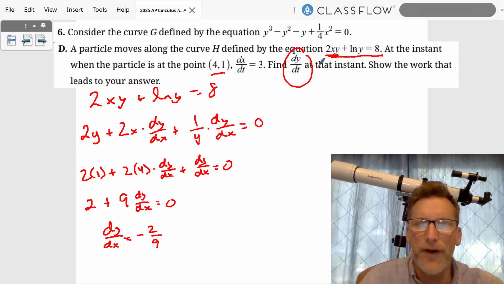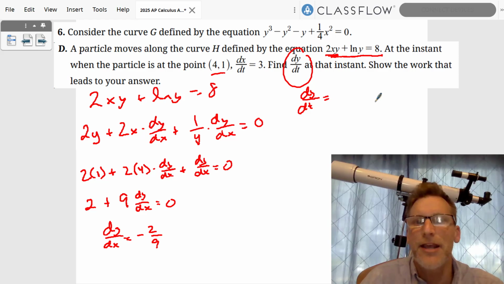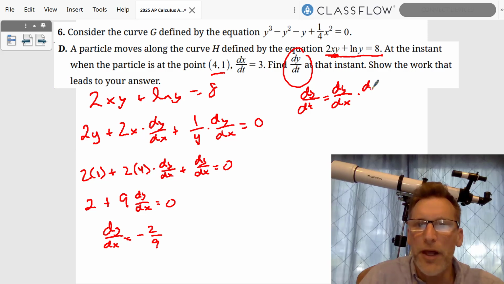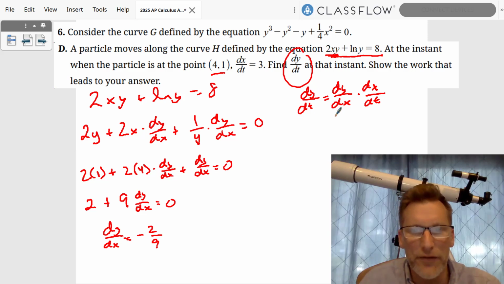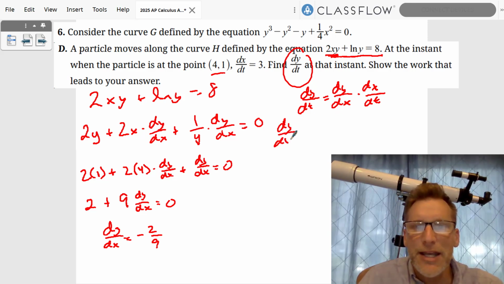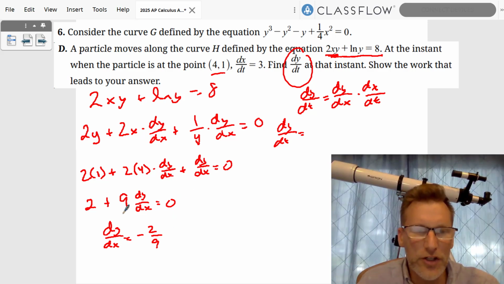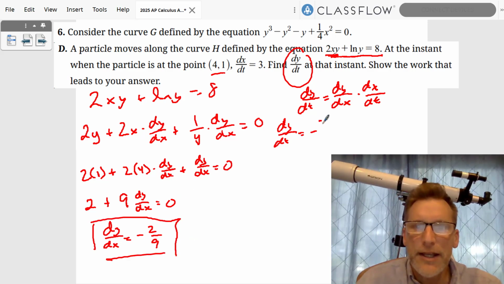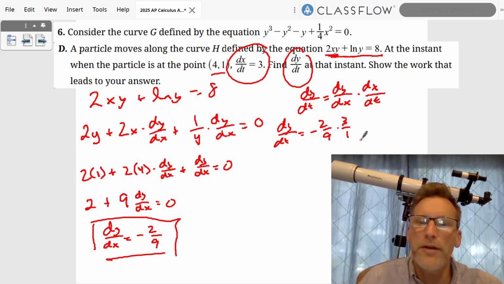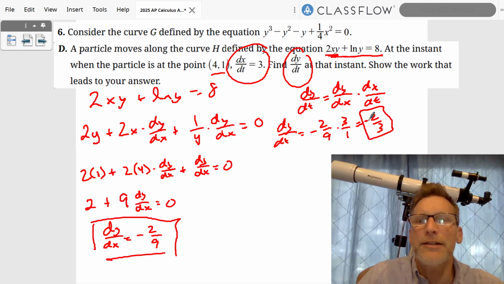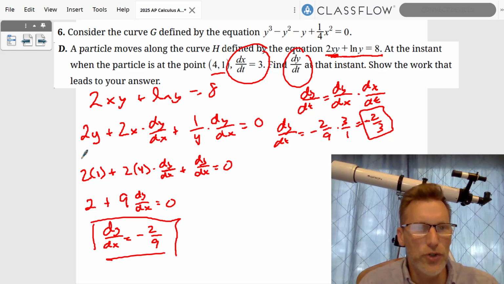Now, take a look. We want to find what dy over dt is. Well, we already have dy over dx, which means what we need to multiply by is dx over dt. Do you see how the dx's cancel out and you're left with dy over dt? So what is dy over dt equal to? You found dy over dx right here. It's negative 2 over 9. dx over dt, they told us, was 3 over 1, which the 9 and the 3 cancel out to become negative 2/3, and that is our answer: negative 2/3.